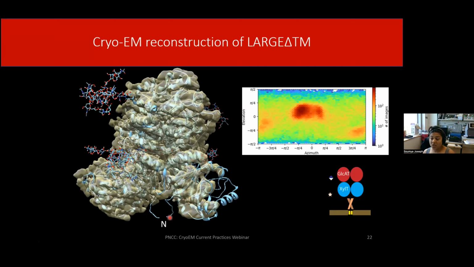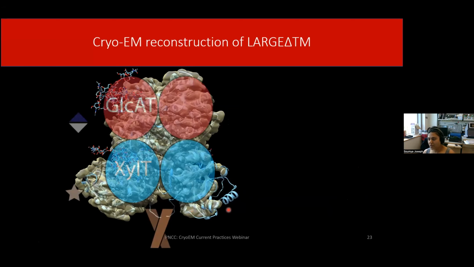I do believe this structure is asymmetric for biological reasons. And so here I've just overlaid the cartoon to orient you on the different domains. So the xylose transferase domain is down the bottom and the glucuronic acid transferase is at the top. And if you increase the contour level, you can kind of see where the coil comes out.